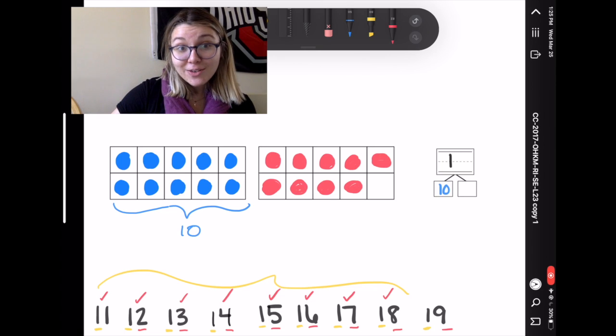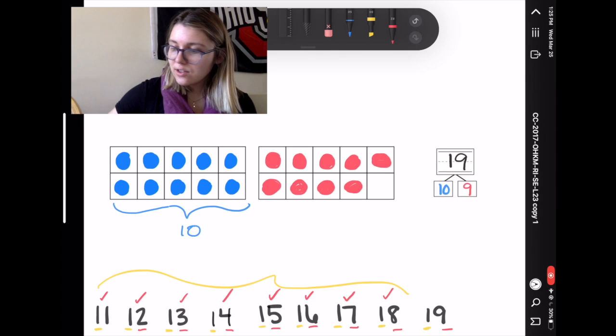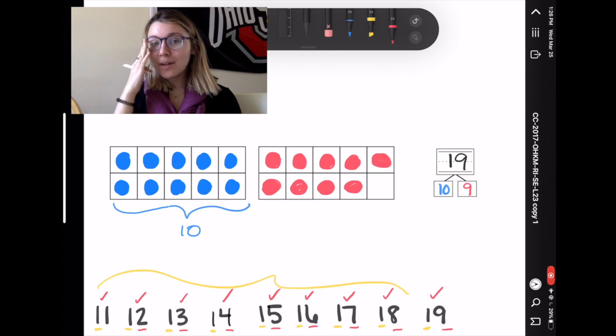How many extra dots do I have? I have 9 extra dots. So 10 and 9 extra gives me 19. So we're all done. We got all of our teen numbers in there.